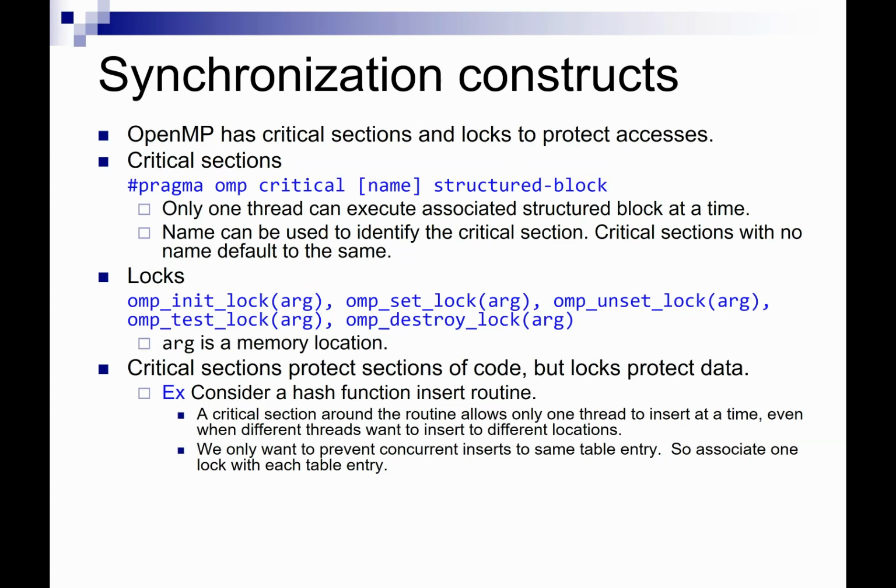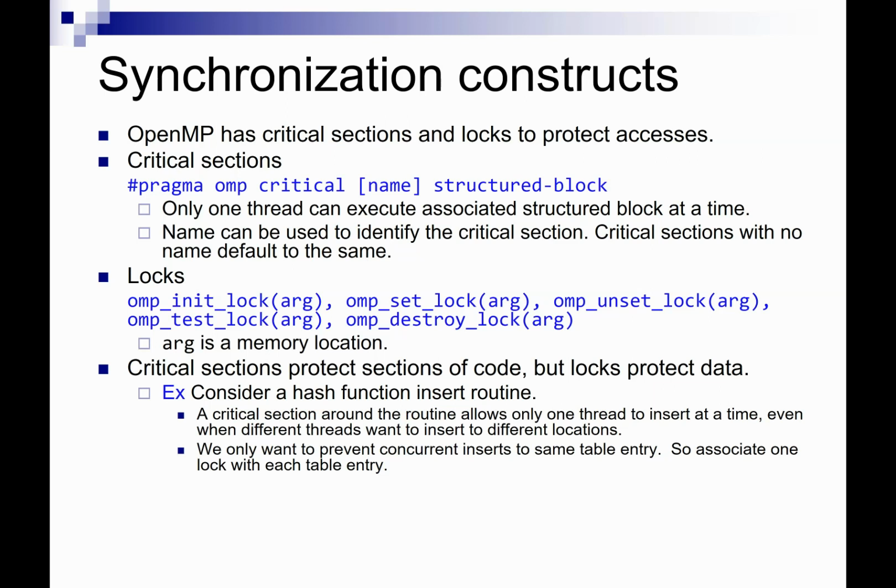To give an example of how these are different, suppose you have a function which inserts into a hash table. If you use a critical section around this function, then only one thread can call the hash function at a time. That means only one thread can insert into the hash table at a time.